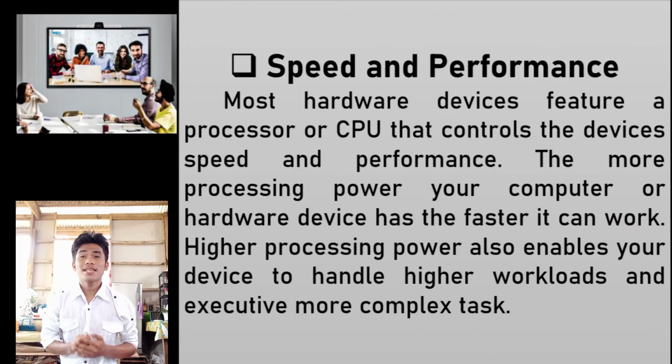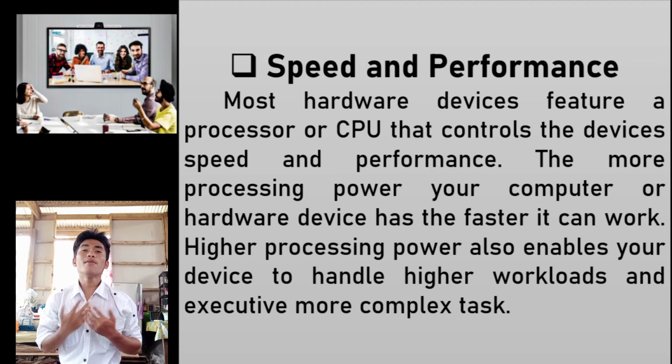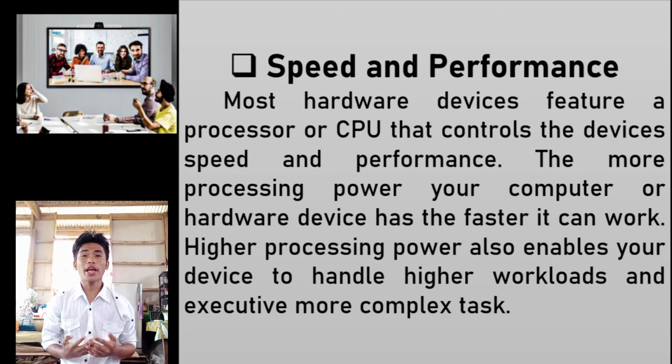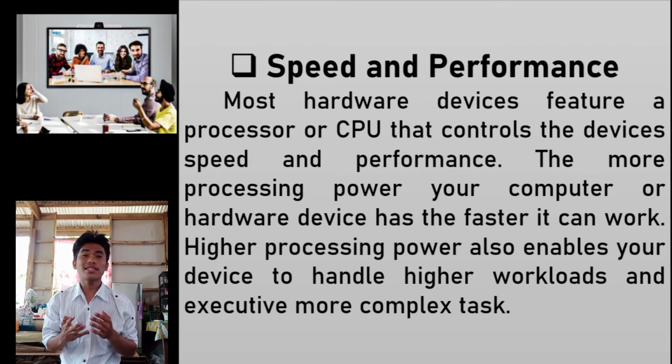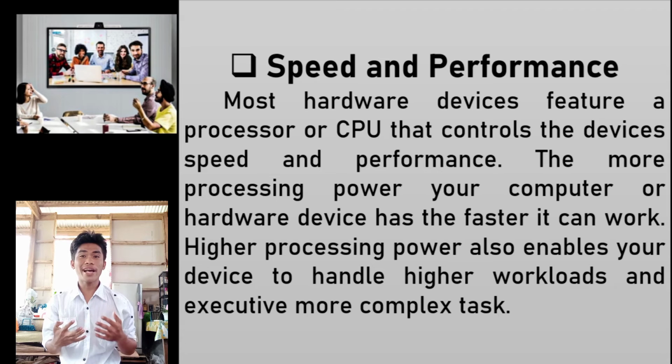So second is speed and performance. Most hardware devices feature a processor or CPU that controls the device's speed and performance. The more processing power your computer or hardware device has, the faster it can work. Higher processing power also enables your device to handle higher workloads and execute more complex tasks.